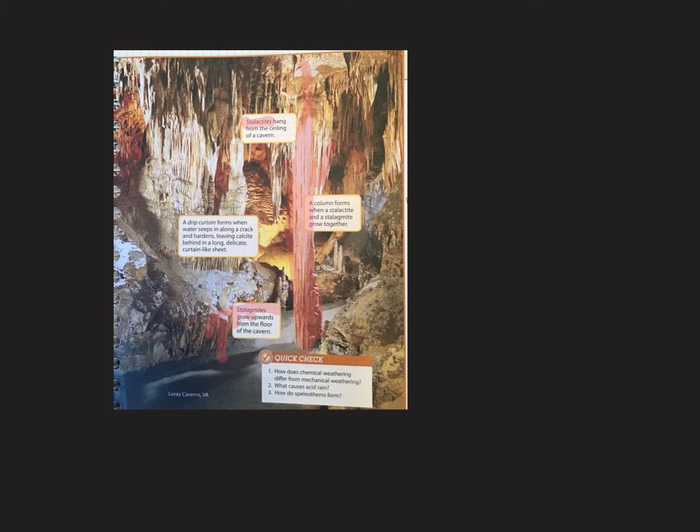Acid rain seeps through the soil into cracks in limestone. It dissolves the limestone and leaves behind formations in the cave. Okay? That is how speleothems form. The acid water seeps through the soil and into the cracks in the limestone, and that dissolves the limestone and then leaves behind the formation of the cave. Then you have your stalagmites and stalactites. Okay, now, again, make sure you read about that fantastic cave.